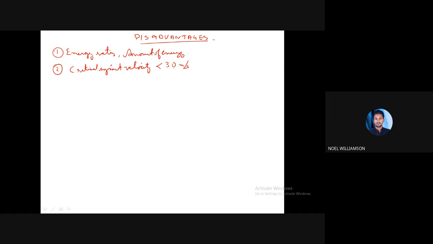Now, another thing is, this is suitable only for the smaller works. For bigger works, it is not possible. So it is possible only for smaller works.